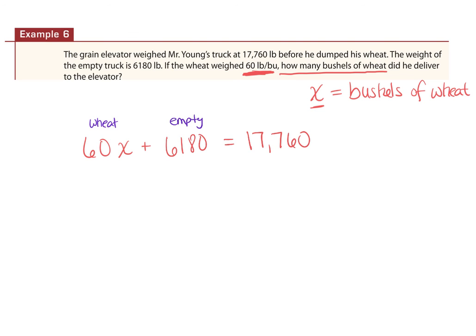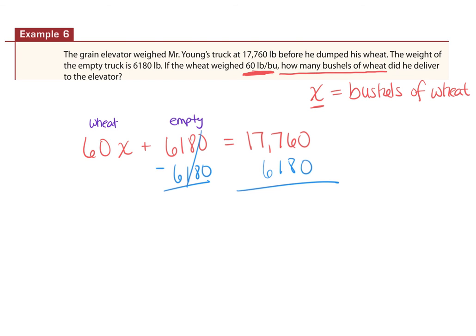They want to know how many bushels. This is the only way to find it out. The weight of the wheat plus the weight of the empty truck is going to be the weight of the truck and the wheat. We know the wheat is 60 pounds per bushel, so 60 times the number of bushels will tell us how many bushels he has. So we're going to solve this one. We're going to subtract our 6,180 over.